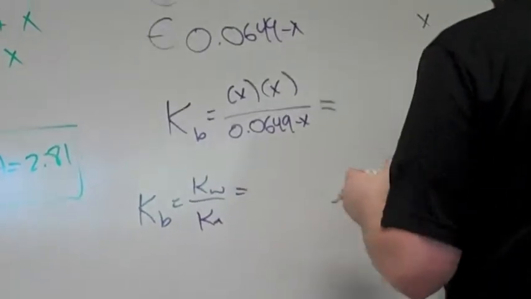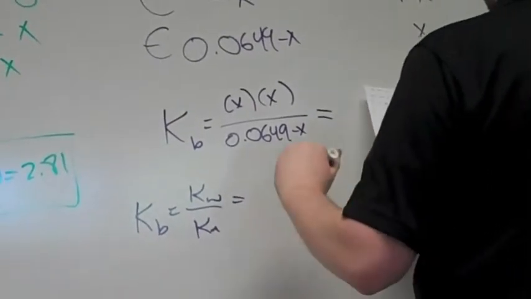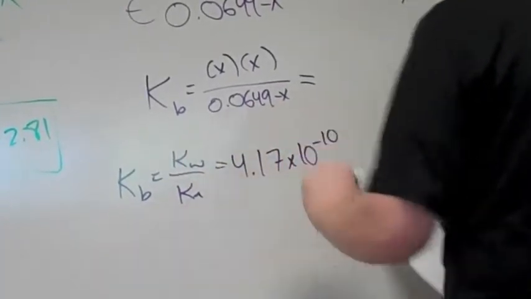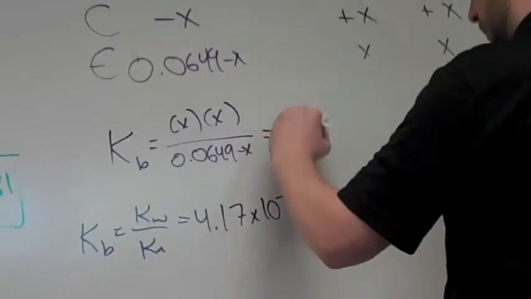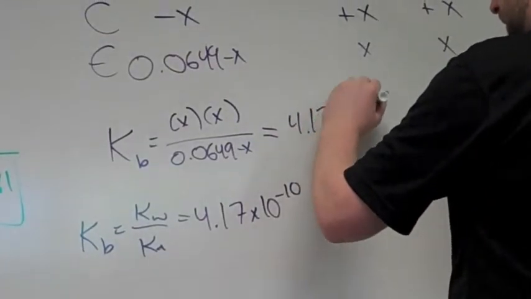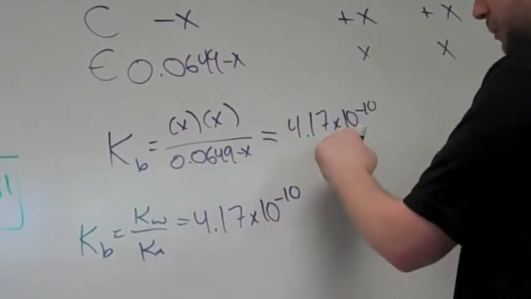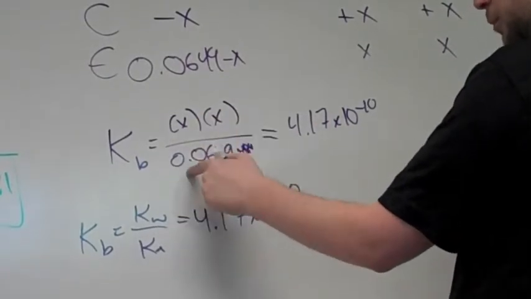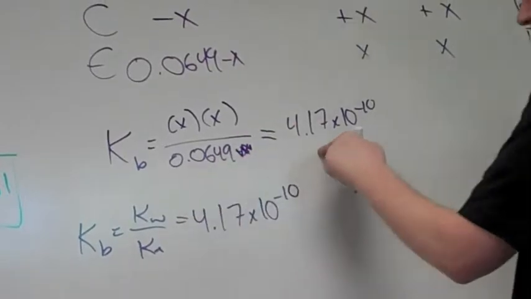And when you do that, you find the Kb for the base is going to be 4.17 times 10 to the negative 10th power. So we're going to put that in here, 4.17 times 10 to the negative 10th power. We can see this is way small, so the change here is going to be insignificant. But that goes away, so it just becomes x squared over 0.0649 equals the Kb value.